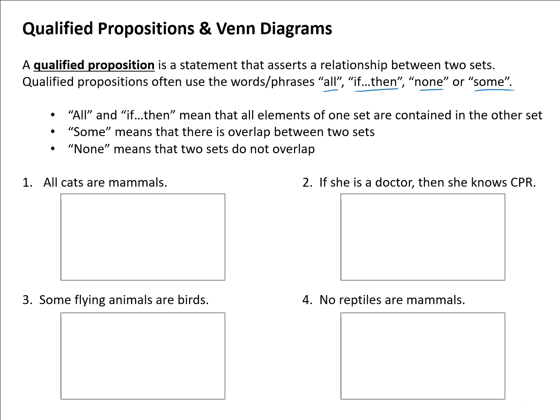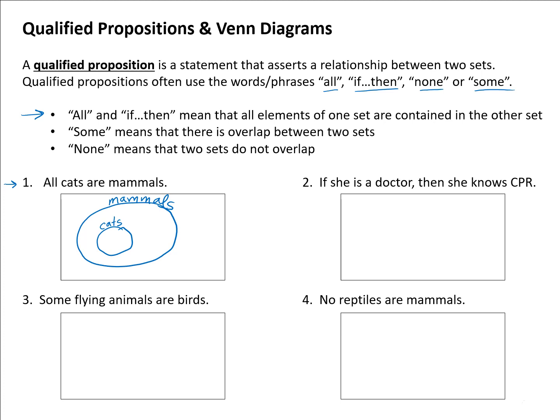And what I want to do is look at how those phrases or words relate to the relationship between the two sets. Let's start with all and if-then. All and if-then mean that all of the elements of one set are contained within another set that's described in the sentence. If we have, for instance, the sentence all cats are mammals, that would mean that the set of cats is entirely contained within the set of mammals. It's entirely contained because all cats are mammals. So I can draw that out by putting the set of cats drawn within the set of mammals.